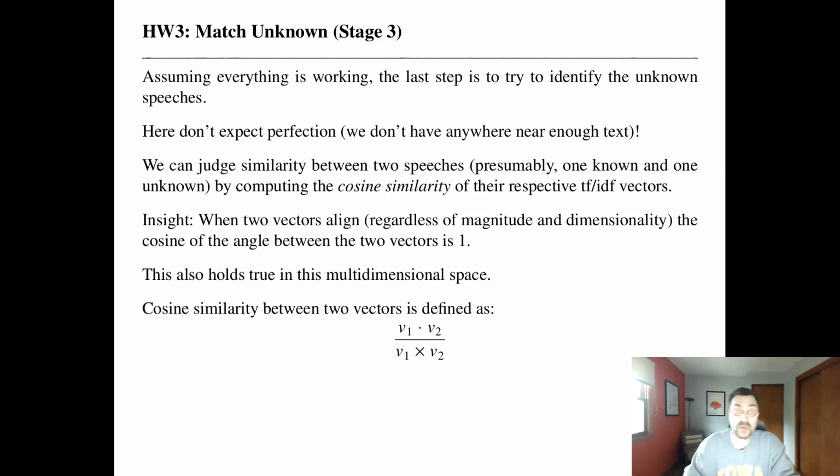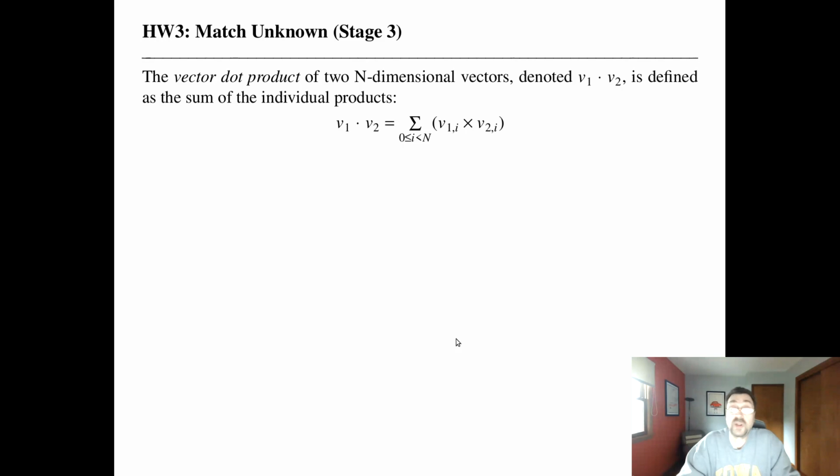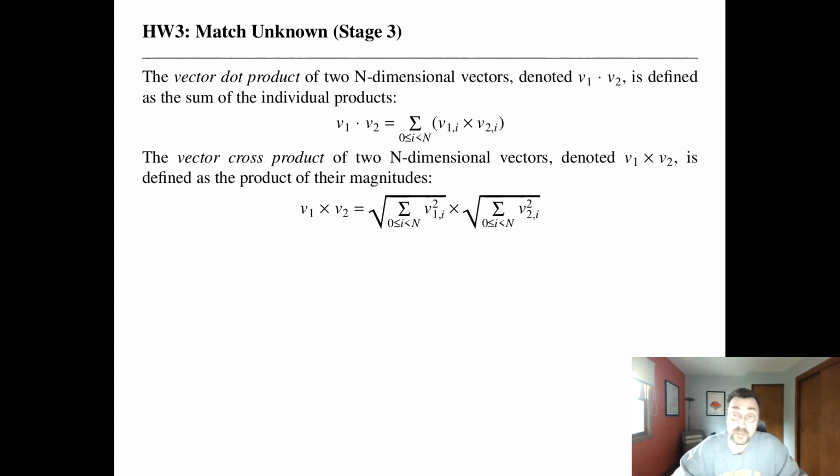I define cosine similarity between two vectors as the dot product of the two vectors divided by the cross product of those two vectors. Let's take a look at the first one. The vector dot product of two vectors of any dimension is the sum of the individual products. For all elements of the two vectors, v1[i] and v2[i], I take each corresponding floating point number, multiply them together, and add that to the sum. So this is the pairwise product of the vectors summed together. That's the dot product. The vector cross product of those two vectors, denoted v1 cross v2, this up here is actually a times. This is a multiplication.